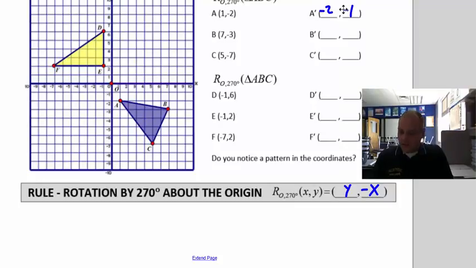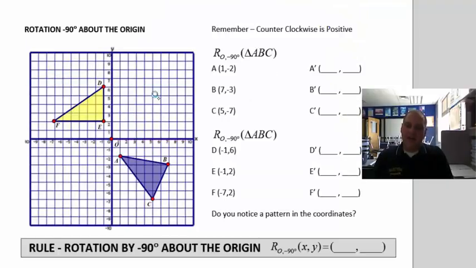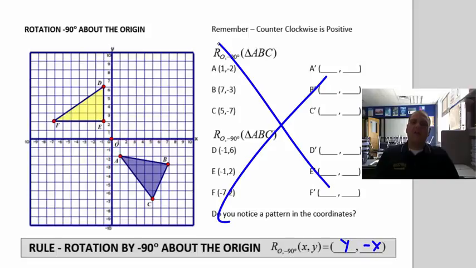So I'm going to give you these. It's -2, -1, -3, -7, and then -7, -5. And this one becomes 6, 1, 2, 1, and 2, 7. Like I said, the rule is y negative x. And then a -90. A -90 is the same as a 270. It's the exact same as a 270. So the rule is going to be the same, y negative x.